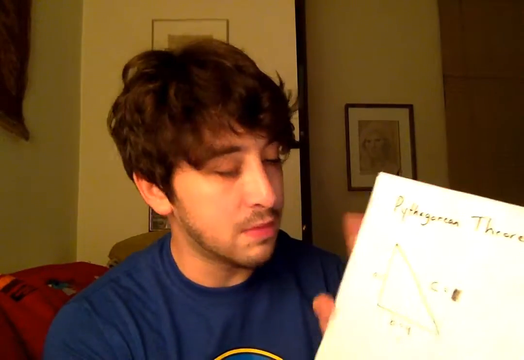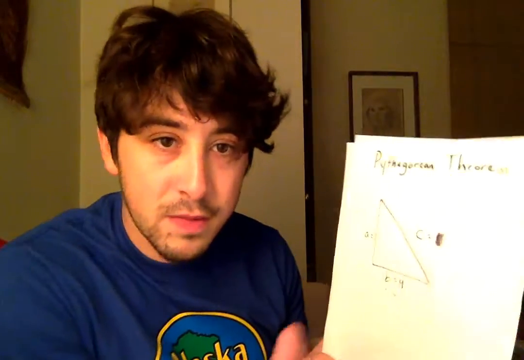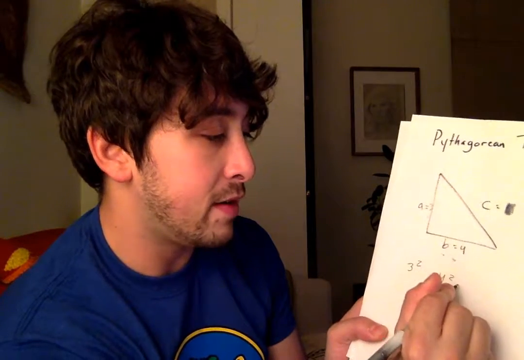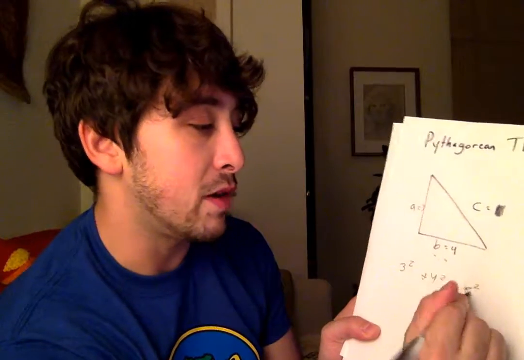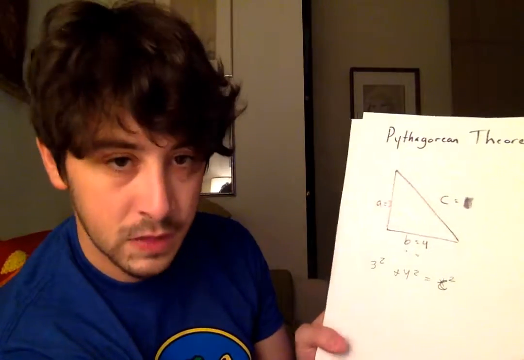So let's plug some numbers in. A is going to be equal to 3, and B is going to be equal to 4. So if we take our A and B, our 3 and our 4, and we plug these numbers in, we have 3 squared plus 4 squared equals C squared. Let's keep our notation consistent.